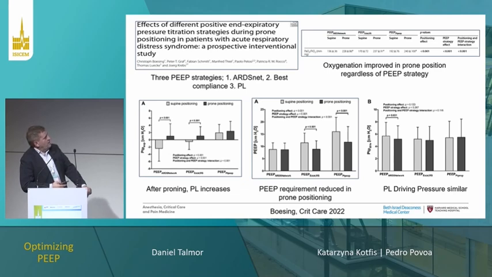As we demonstrated in our paper, you can see that proning the patient improved the transpulmonary pressure no matter what the strategy was. So here the transpulmonary pressure at end expiration was negative. Here it became positive just through the act of proning. This was transpulmonary pressure guided strategy, so it didn't change, obviously. The PEEP requirement was reduced in prone positioning in any strategy, and the PL driving pressure, so the transpulmonary driving pressure, which is really what we want to target with our PEEP strategy, was similar no matter what the strategy was.